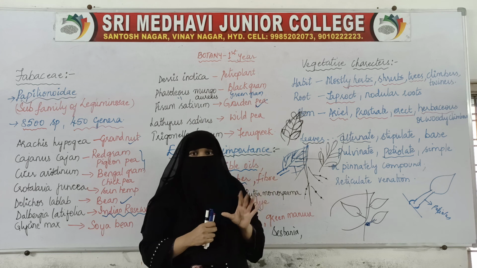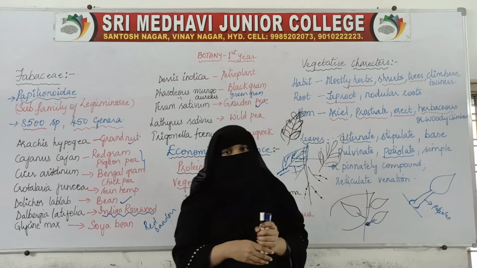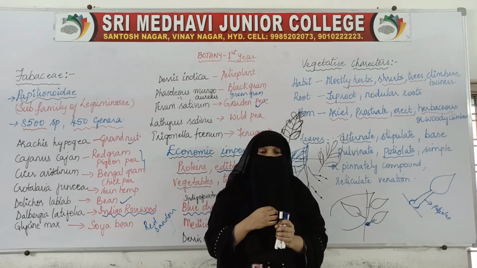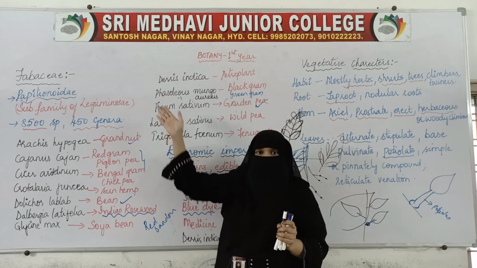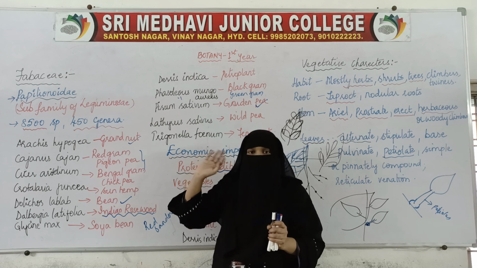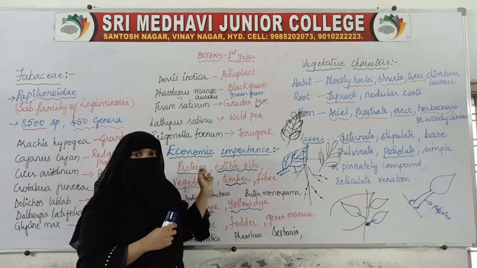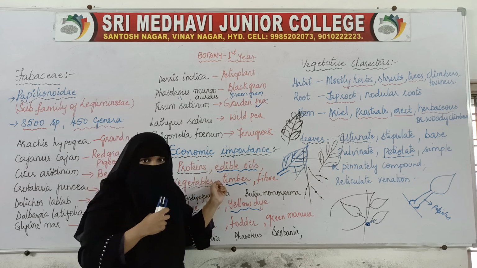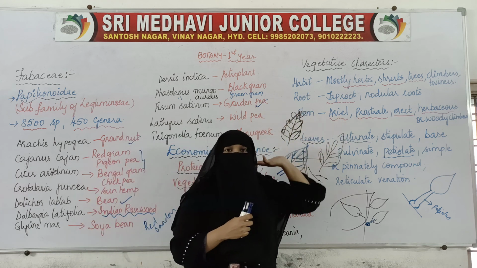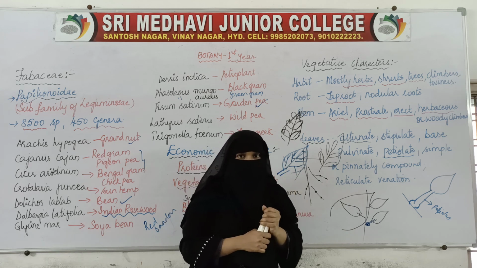Now in the next class we will see the floral characters, and we will see the floral diagram as well as the floral formula. With that we will be finishing this Fabaceae family. In this class we have seen the different species present in this family, and also the economic importance of the family, that is how these plants are helpful to us and what they give us, and we have seen the vegetative characters. Okay, next class we will see the floral characters of Fabaceae.